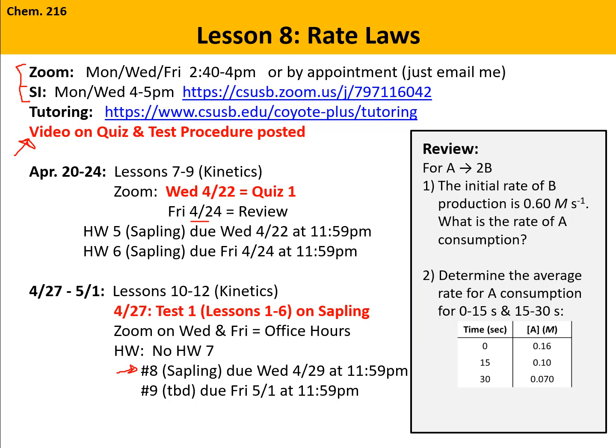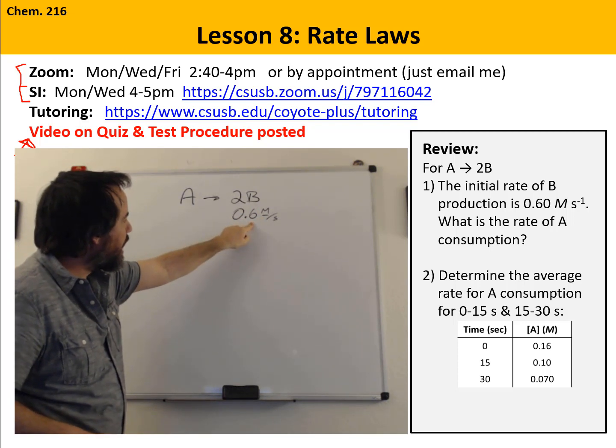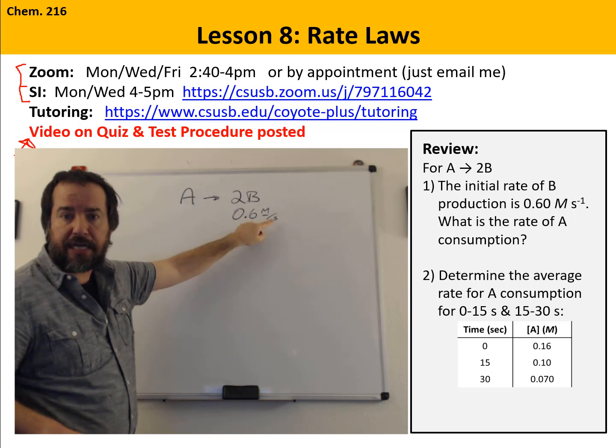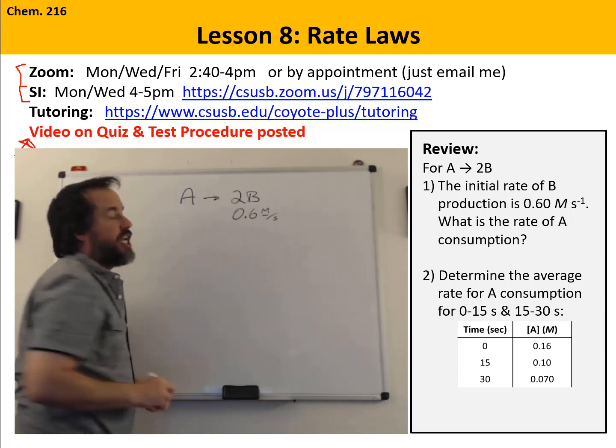Let's look at a review. Last time we talked about rates. A reaction rate is how fast a reaction occurs. Some reactions are fast, some are slow. This can be a big deal. When we talk about reaction rates, we talk about something like 0.6 moles per liter per second, or molarity per second. That's how much it's changing.